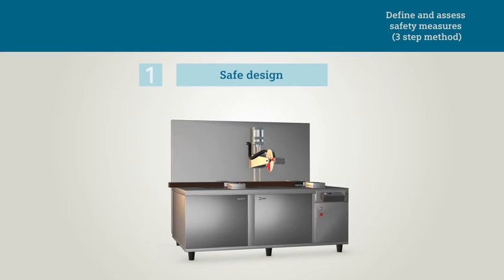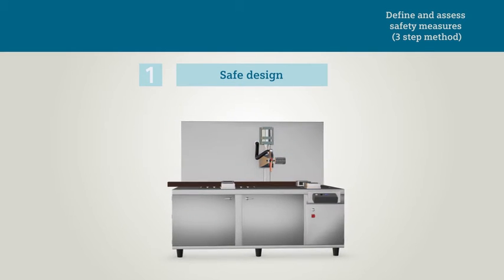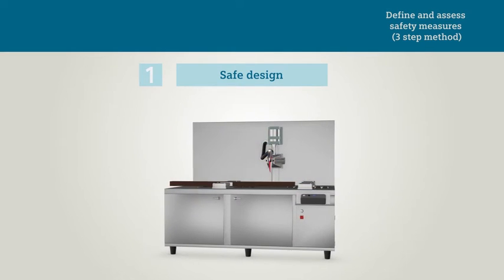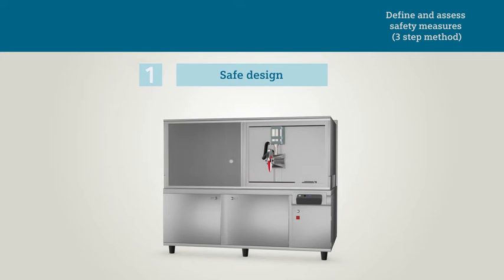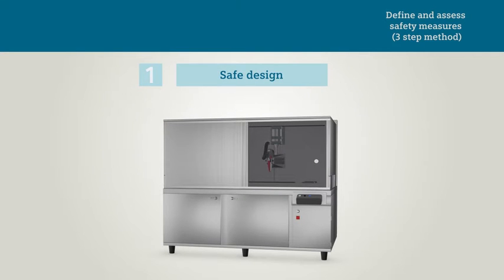Here you see the non-safe state of the machine in the example. Ask yourself the following question: what aspects of the design can I change in order to reduce the risks? You can enclose the machine as design measure. The glazed protective door still allows a view of the cutting process and the workpiece. Ask yourself additional questions. Is this machine already safe in this state? Is the residual risk acceptable?